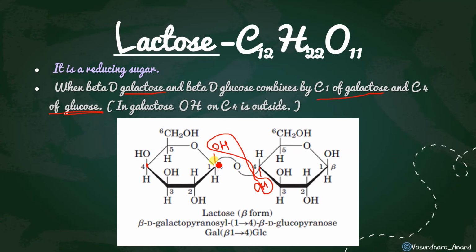You can see that one is from this side. Sometimes in the structure it can also be shown like this. ये ऐसे भी दिखाया जाता है. And I hope you got what I am going to say. This is the carbon 4 and this is the carbon 1 of galactose, and this is carbon 4 of glucose.